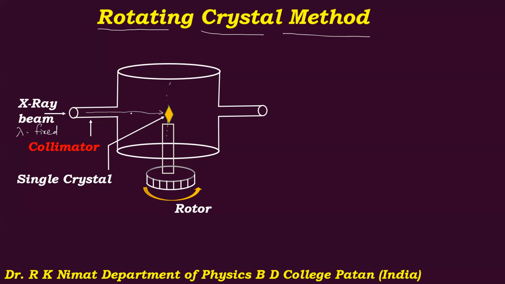Again, the size of the crystal used is very small, about 1 millimeter by 1 millimeter by 1 millimeter. So a very small specimen is used, on which the beam of monochromatic X-rays is made incident, and the crystal is placed at the center of the cylindrical holder. This is the cylindrical holder, and the crystal is concentric with the rotating spindle, which is shown here.